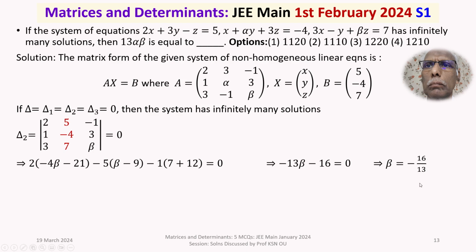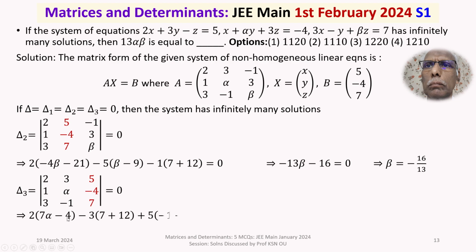Right. In a similar fashion, we consider delta 3. So the third column is replaced by B, that is 5 minus 4, 7. Then alpha will be there, and on expansion you will get the value of alpha. Now expanding by means of the first row and simplifying, alpha is equal to minus 70.